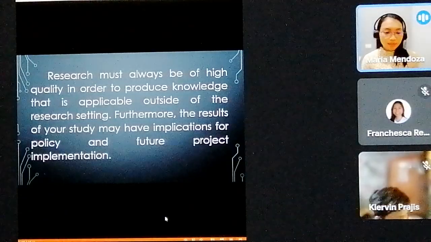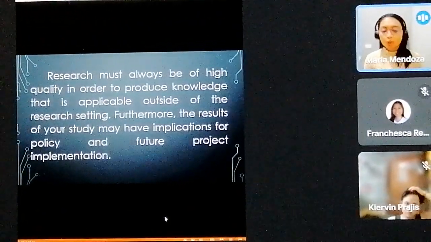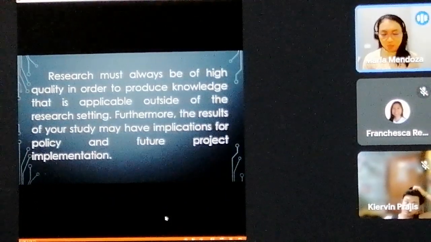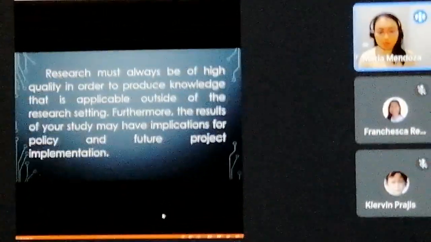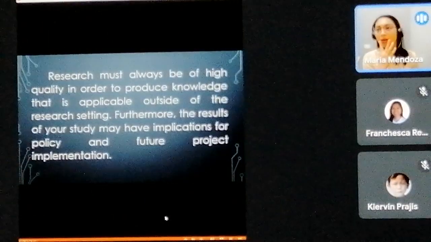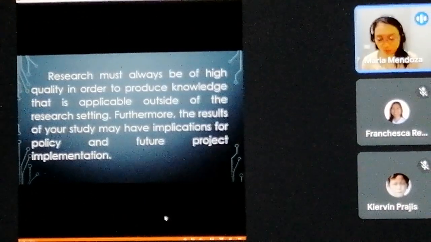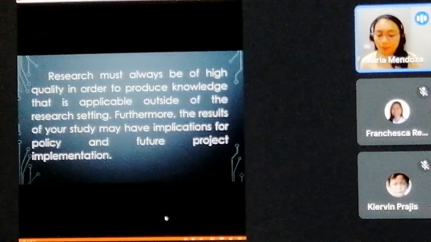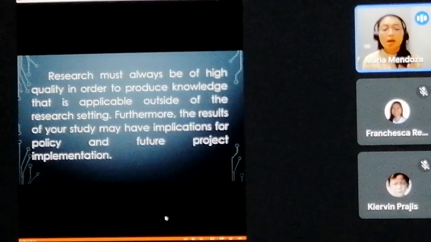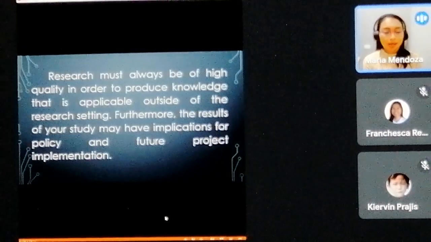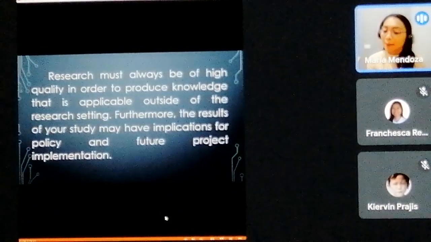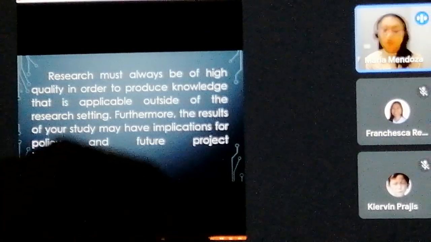Furthermore, the results of your study may have implications for policy and future project implementation. So in our research during senior high school, how does it affect future project implementation? The teachers or the admins of the school learned that, okay, discussing with video presentation is applicable. Then the action will be to put in, for example, television or any technological devices that will help teachers discuss with movie clips, with video clips.